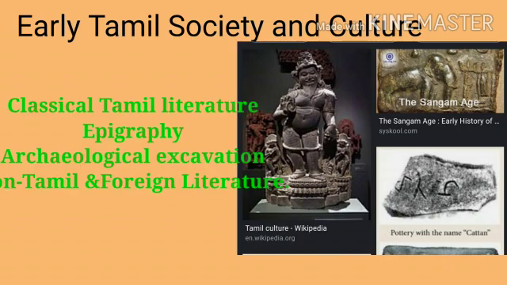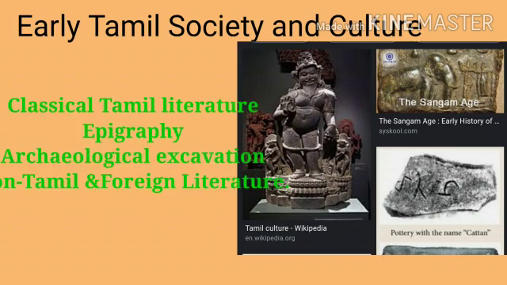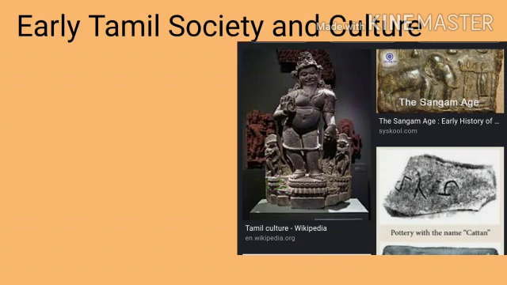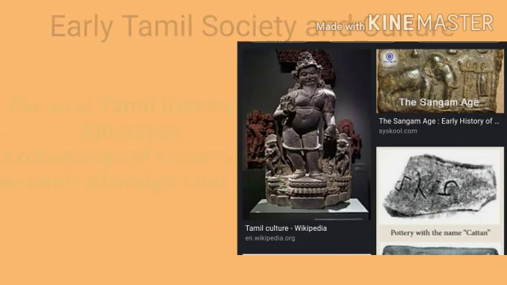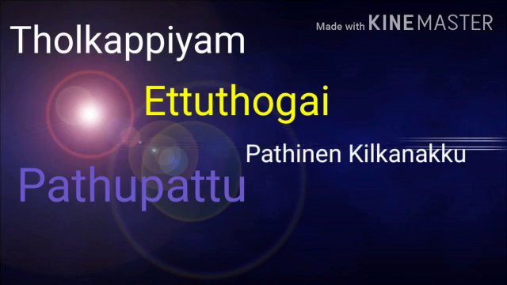The sources for the study of early Tamil society are divided into 4 parts: classical Tamil literature, epigraphy, archaeological excavation, and non-Tamil and foreign literature. The classical Tamil literature is divided into 4 parts. First one Tolkappiyam, second one Ettuthogai, third one Pattuppattu, fourth one 11 Keelkanakku.